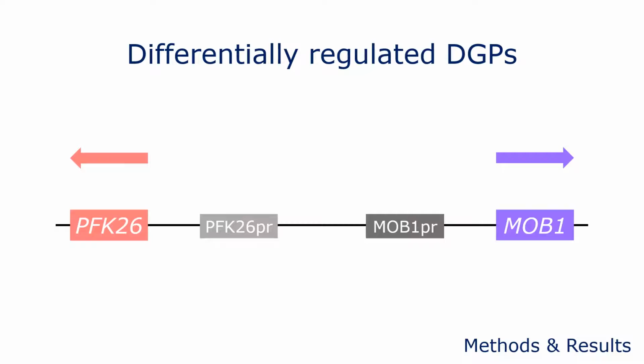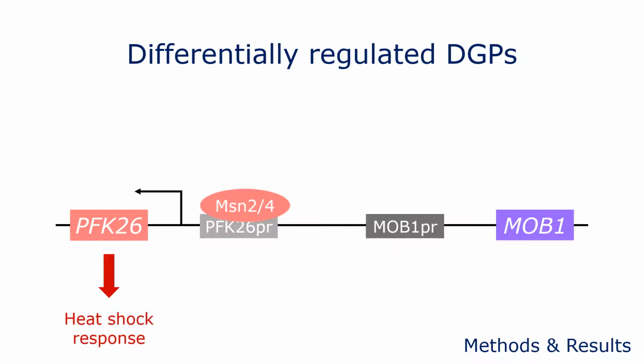In times of heat shock, the transcription factor MSN24 binds to the PFK26 promoter, which activates its transcription, mediating a heat shock response. However, MOB1 does not play a role in heat shock response, so how is its transcription prevented in times of heat shock? Well, another protein, MCM1, associates downstream of the PFK26 promoter to prevent MOB1 transcription.